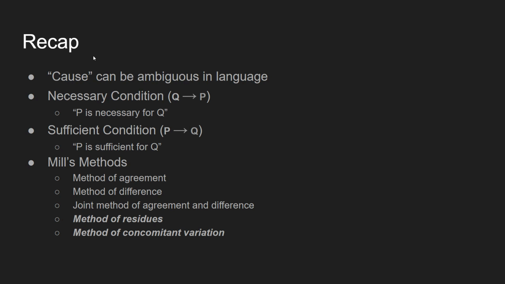Ørsted concluded that a current of electricity flowing through a wire causes a magnetic field to be produced around the wire. To recap and summarize some of the things that we've talked about, cause can be kind of ambiguous in language. We might talk about one thing causing another thing, but the logical relationships between those causes and their effects can be quite different. So necessary conditions, for example, which have this kind of relationship, are quite different from sufficient conditions.